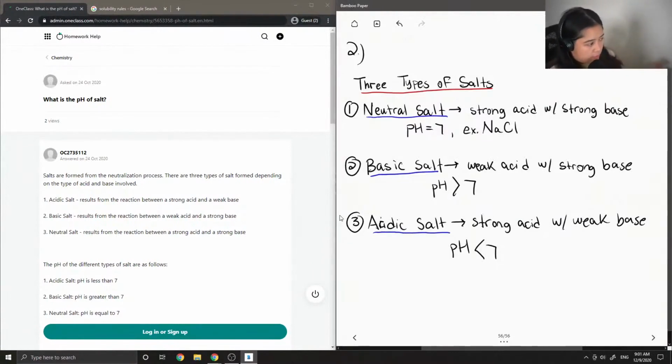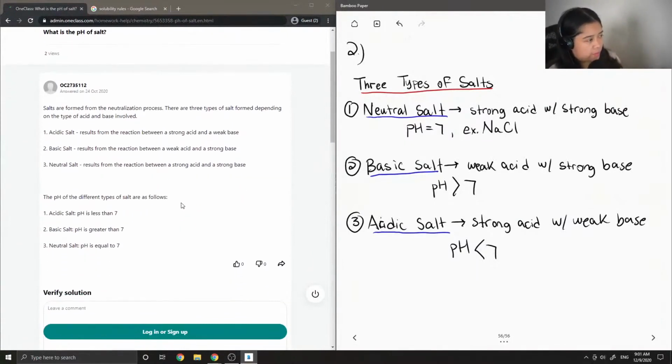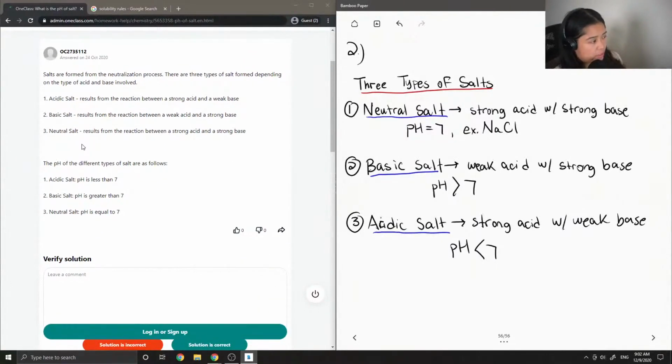Okay, so let's see what the junior tutor said. Salts are formed from the neutralization process. There are 3 types of salts formed depending on the type of acid and base involved. So an acidic salt results from the reaction between a strong acid and a weak base. Basic salt results from the reaction between a weak acid and a strong base. And lastly, a neutral salt results from the reaction between a strong acid and a strong base.